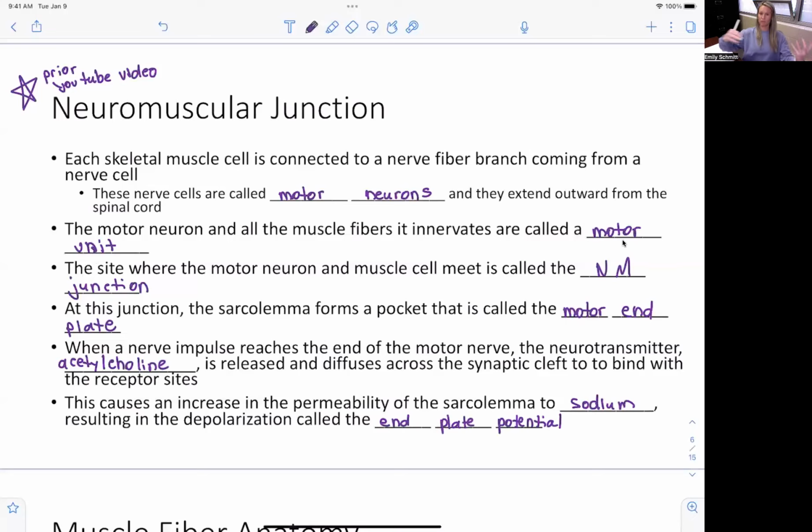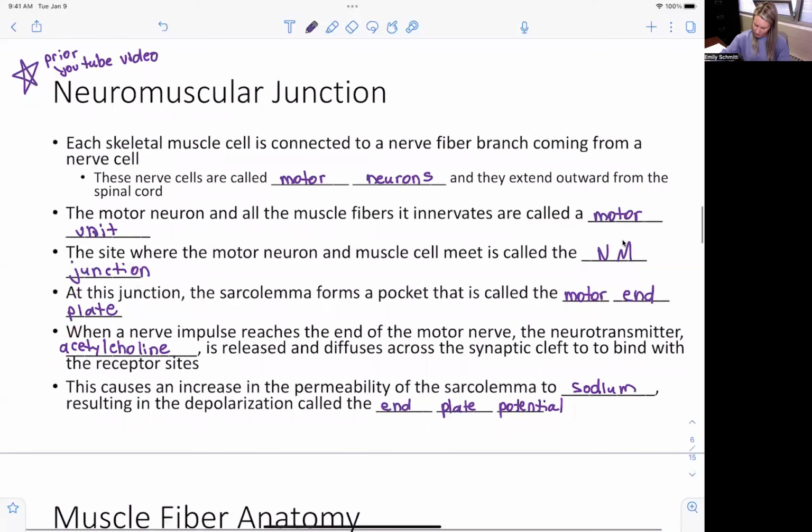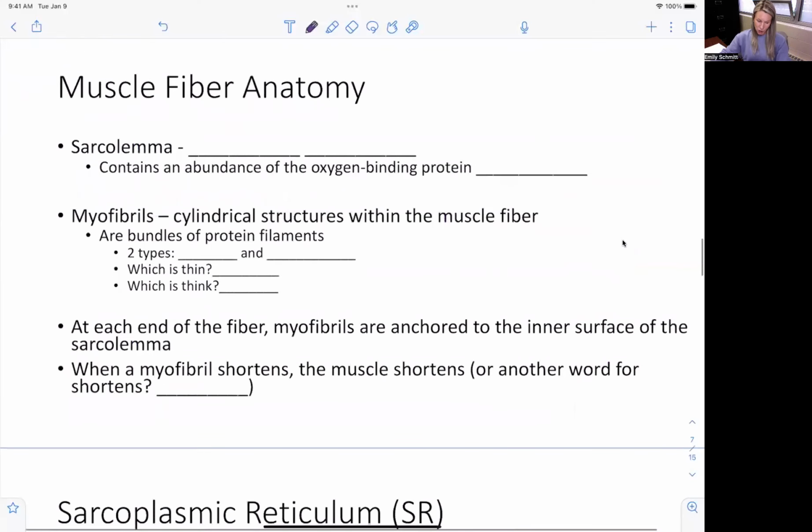Hopefully this is a review, but it might have been a while since you all have thought about some of these concepts. So I want to still continue to go over this muscle fiber anatomy because it's really going to be important that you understand some of these basic concepts before we talk about skeletal muscle contraction and excitation contraction coupling. So our sarcolemma, this is going to be a cell membrane.